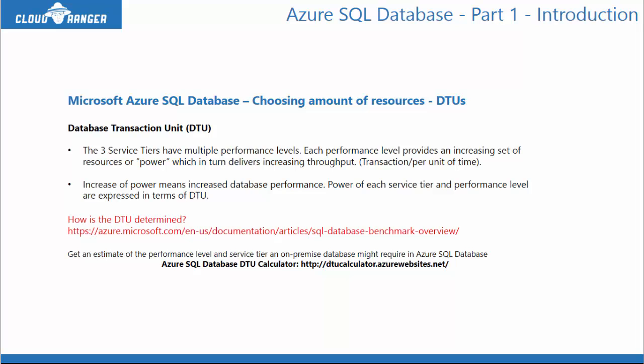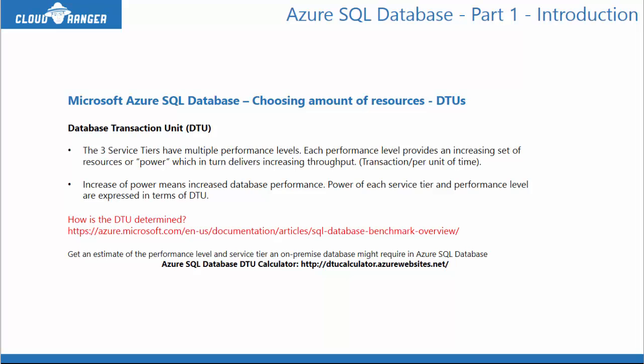So what we mean is that as we increase the power or increase the tiers and the performance levels, you are going to get more out of these databases, like the throughput, which is basically transactions per unit of time. Let that be transactions per second or minutes, whatever. But what we are interested in is really transactions per second. So this power is technically what DTU or database transaction unit is. And it's just a unit that Microsoft created to simplify how Azure SQL Database power will be calculated. And in general, what we say is that increase of power is basically increased database performance. And power of each service tier and performance level will be expressed in DTU.